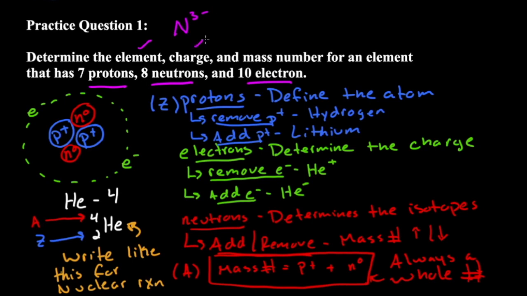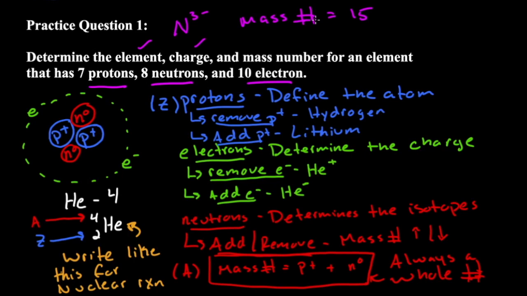The next one that we need to do is figure out what the mass number would be. And the mass number just comes from taking the number of protons plus the number of neutrons, and we add those up. So when we add 7 plus 8, we get 15. So we could say a mass number equal to 15. And so that's practice question number 1.